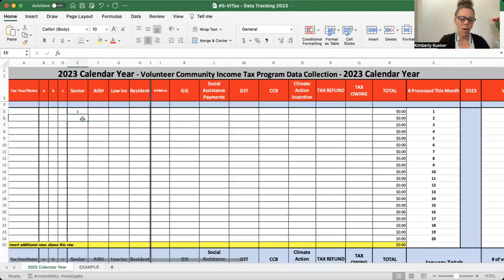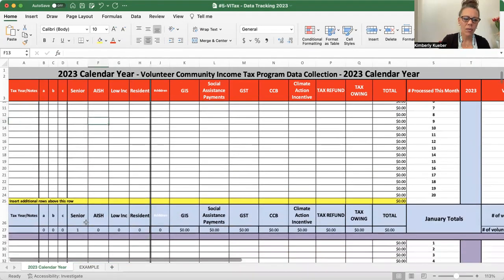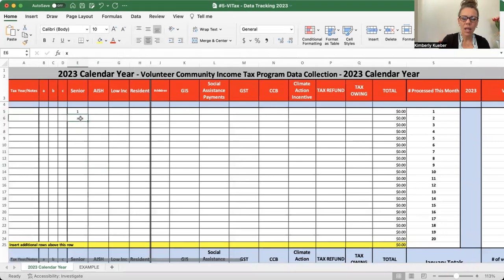The other thing is do not put an X, because an X does not get totaled. If it'll scroll, see, it still only shows 1. So we have to use numbers. We use the number 1.